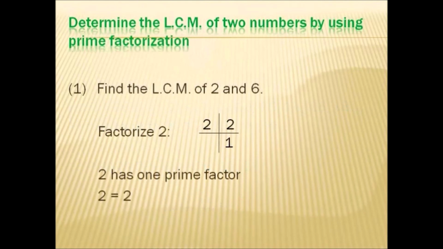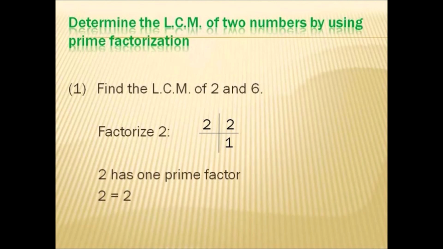Now let's determine the LCM of two numbers by using prime factorization. This is where students get mixed up between multiples and factors. Find the LCM of 2 and 6. Let's factorize 2. So if you factorize 2, put the division bracket there. Divide 2 into 2, you get 1. Stop. So 2 has one prime factor. That prime factor is 2. So 2 is equal to 2. The prime factor of 2 is 2.